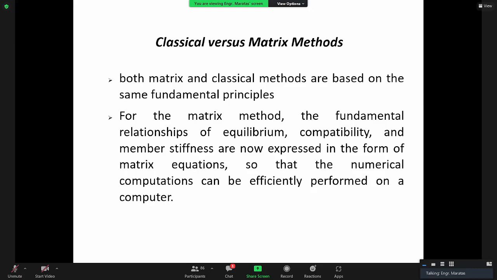Now we have here the classical versus the matrix methods. What you have learned so far are the classical methods of doing structural analysis. In your theory of structures, for indeterminate beams, for example, you have the area moment method, the double integration method, virtual work method, and so on and so forth, the moment equations. Those are structural analysis, but they are considered under the classical approach or classical method.